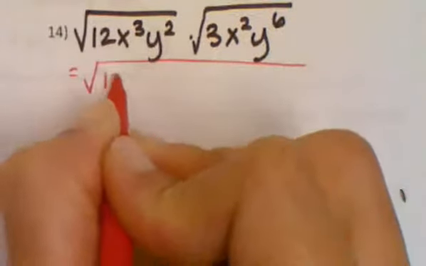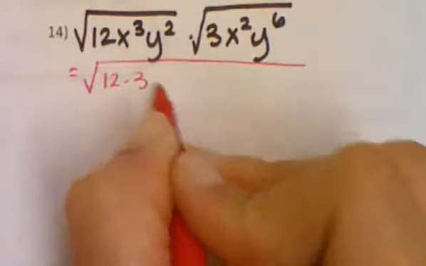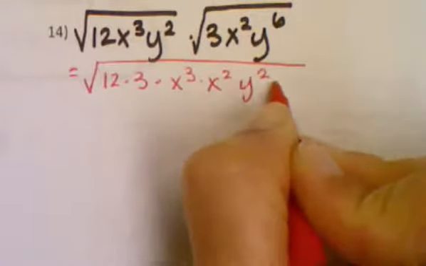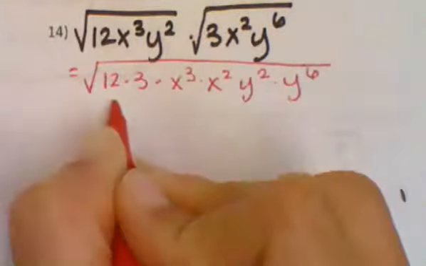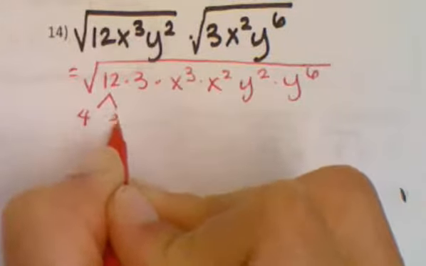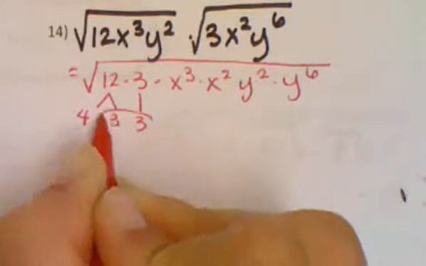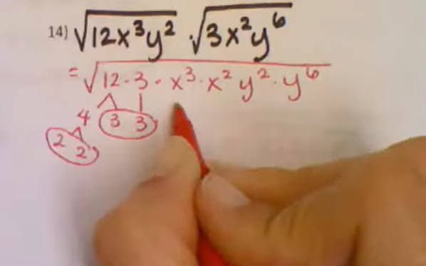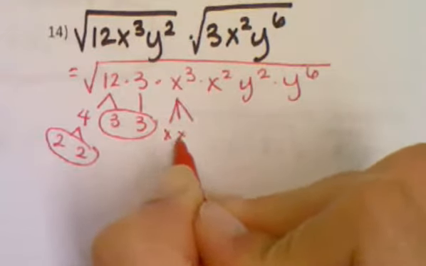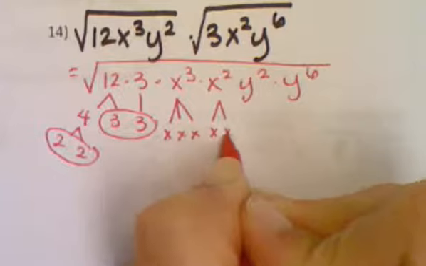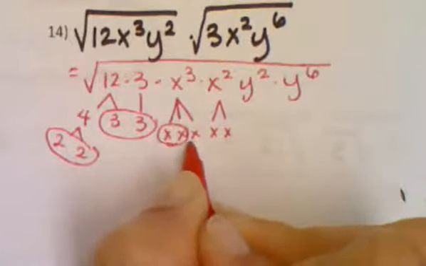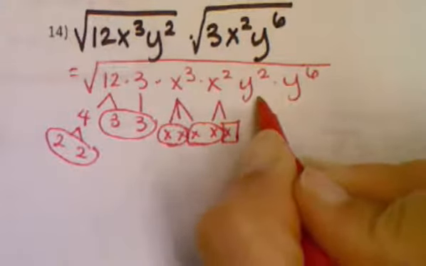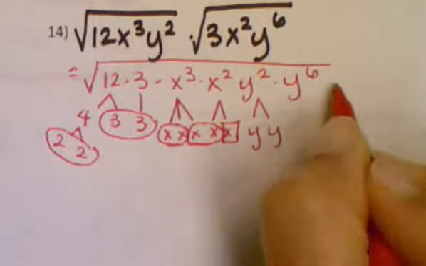All right, so I'm going to put everything underneath. I'm going to regroup. So 12 times 3, x cubed times x squared, and then y squared times y to the 6th. All right, so 12 is 4 times 3. Bring the 3 down. So we've got a pair of 3's, and then 4 is 2 times 2. So that all paired off. And then over here we've got 3 x's, and then 2 more x's. Okay, so we can pair them. And the order of your pairs doesn't matter. We can separate that one. That's fine. And then our y's, we're going to have 2 y's here.